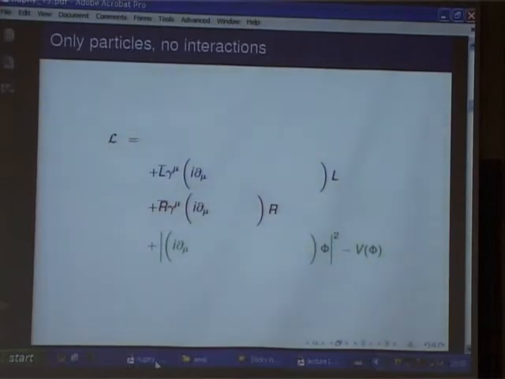U1 is a special way of saying this. U1 means that if I change the phase of a wave function by a certain phase factor, my Lagrangian will not change.